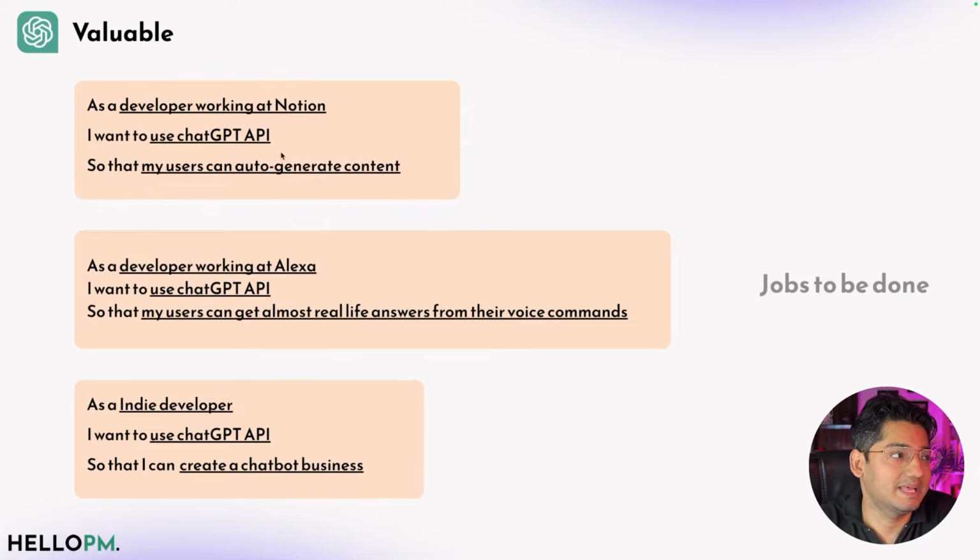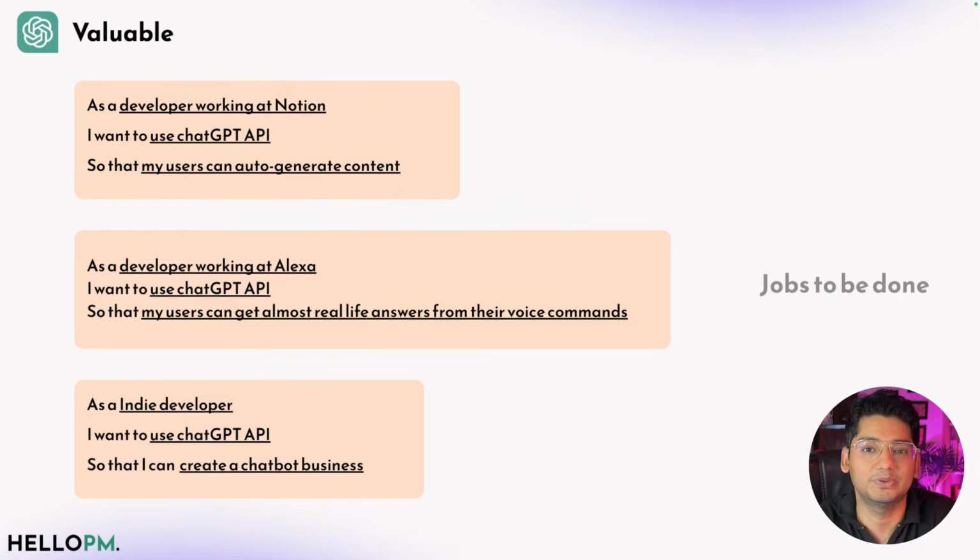Okay, so jobs to be done are, as a developer working at Notion, this is a persona, I want to use the ChatGPT API so that my users can auto-generate content. Notion's developers have integrated OpenAI's APIs to auto-generate content on the fly, at least the draft of the content. This is one use case, and as a product manager at OpenAI, you should be able to understand these kinds of use cases.